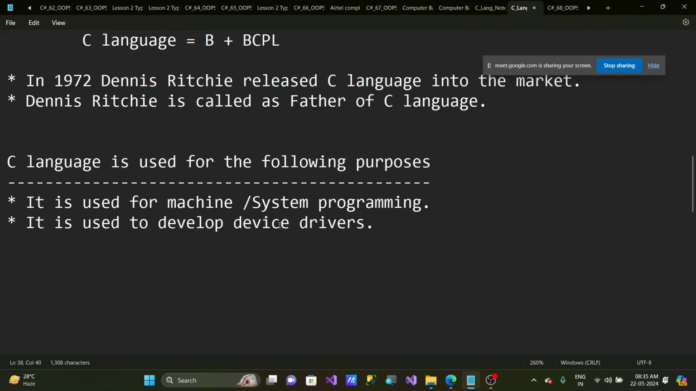Because of the driver software, you are able to take a printout. Device drivers are software installed in your laptop or system, which give communication between your device and the printer, or your device and the scanner, or any other external device you are connecting. We need some device driver software. So how do we develop this driver software? With the help of C language, because wherever machine interactivity is there, you can use C language.